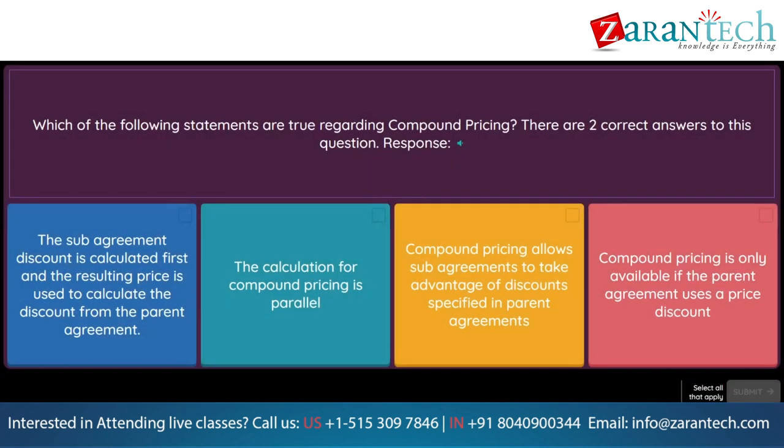Question: Which of the following statements are true regarding compound pricing? There are two correct answers to this question. Response: Option 1. The sub-agreement discount is calculated first and the resulting price is used to calculate the discount from the parent agreement. Option 2. The calculation for compound pricing is parallel. Option 3. Compound pricing allows sub-agreements to take advantage of discounts specified in parent agreements. Option 4. Compound pricing is only available if the parent agreement uses a price discount.